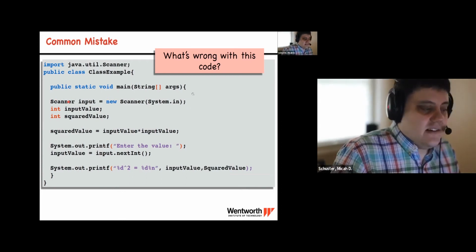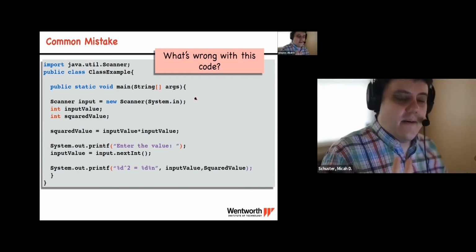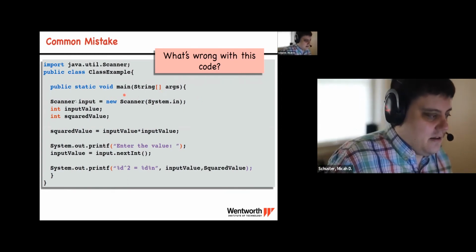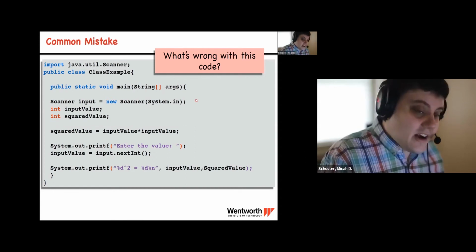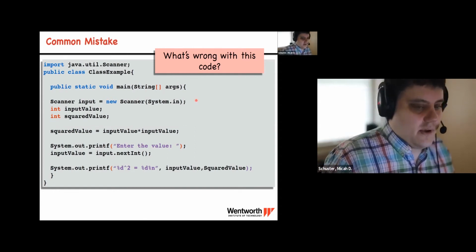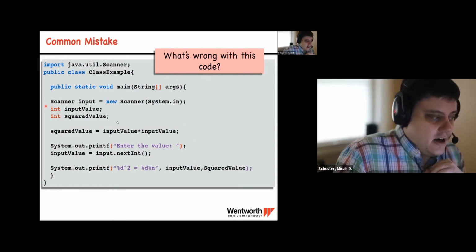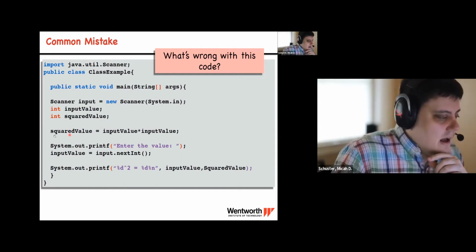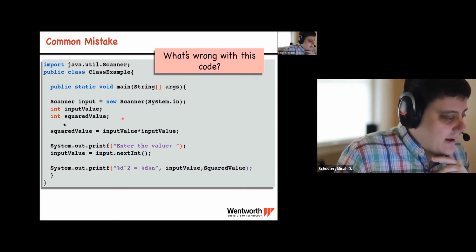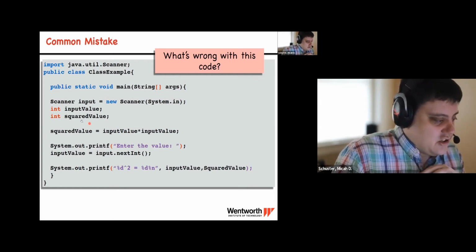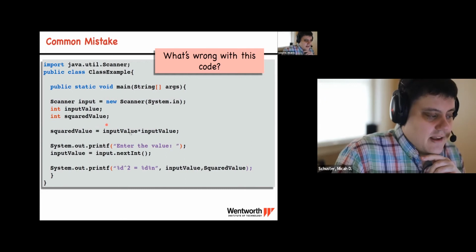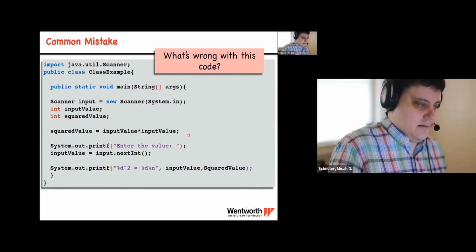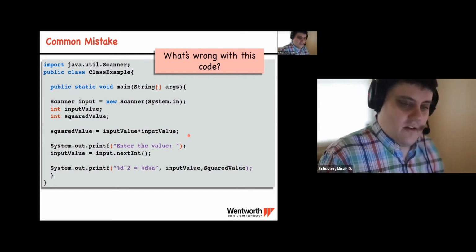Something like the scanner, right? We talked about scanner last time. How do you create a scanner? For now, we're just taking it for granted that this is the declaration for a scanner, how we read stuff in from the console. I declare a couple of variables, input value and squared value. And then I have an assignment, a quick calculation. I'm saying the squared value is equal to the input value times the input value. That should make sense. I multiply the input value by itself, which is effectively squaring it.